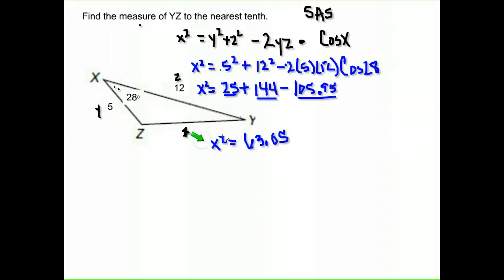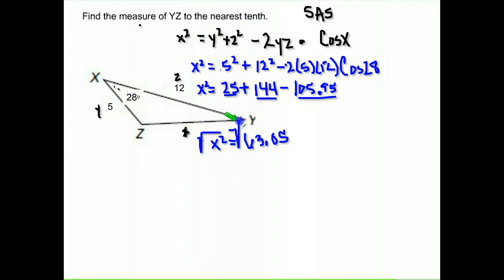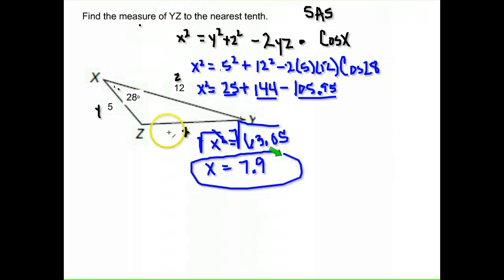I need to get x by itself. Right now it's squared, so I do the opposite of squaring, which is to take the square root. That cancels out my squared and leaves me with just my little x, and the square root of 63.05 is going to be my answer. I get 7.94. They wanted it rounded to just one decimal place, so the length of this side I was looking for is 7.9.